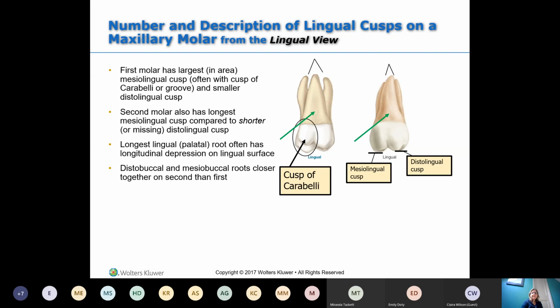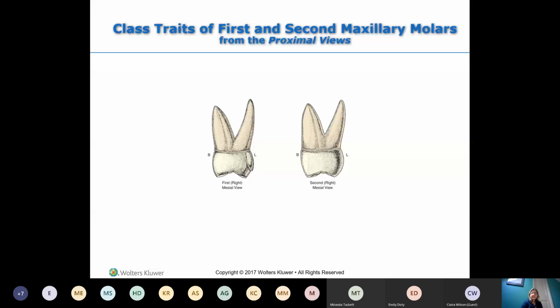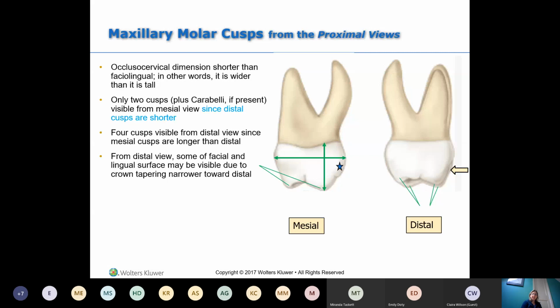So let's look at these teeth. The occlusal cervical dimension is shorter than the facial lingual. In other words, the tooth is wider than it is tall, and you can actually visualize that. The tooth is wider than it is tall. So if we're looking at it proximally, this tooth goes deeper into your mouth than it does this way.